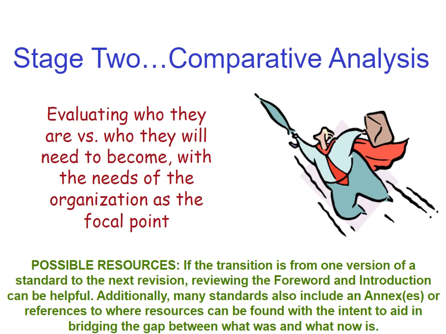So in order to do that, there are some resources that are available. Of those resources, think in terms of it could be relative to transitioning one standard to another. Reviewing the foreword and introduction can be helpful when you're looking at those documents. Additionally, many standards also include annexes, or you can find them through the resources available to those standards. And you can also use other tools to bridge that gap. You might look at a book of some sort, or someone may have developed some type of a matrix to take into account. But the idea is you're trying to make sure that the organization grasps the difference between one to the next.